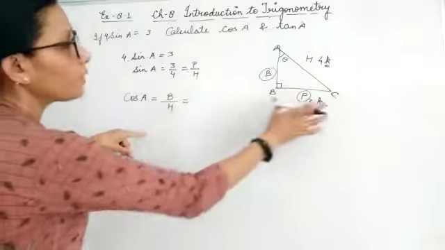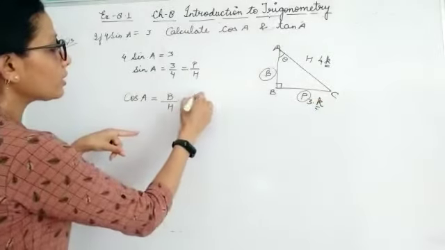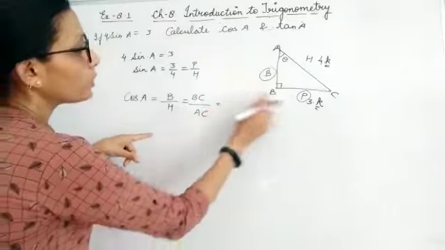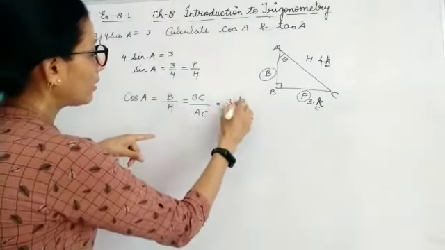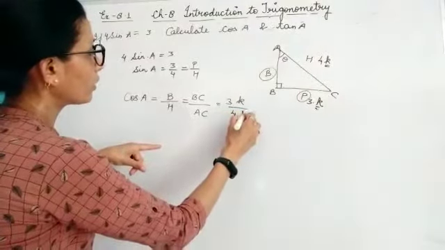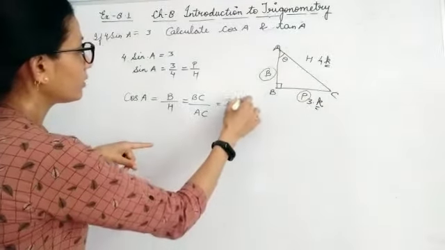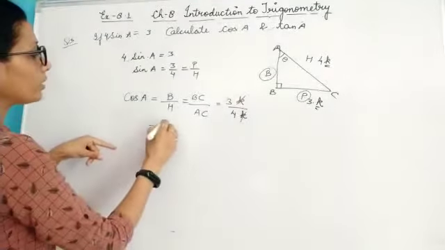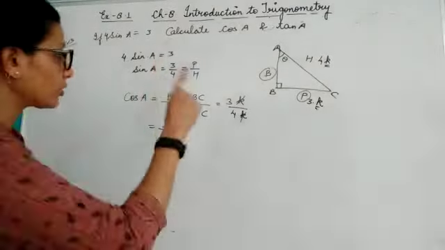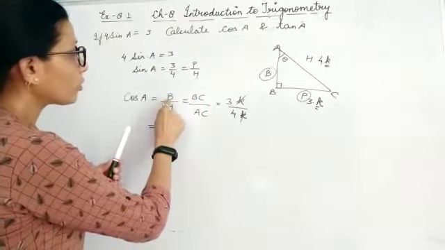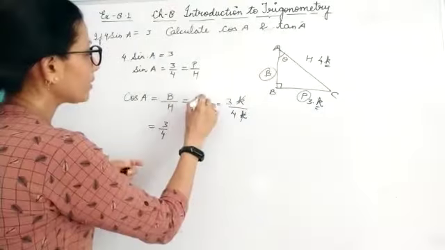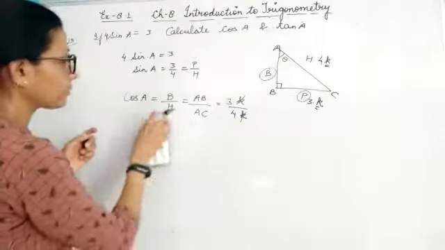So what is your B over here? This is your BC. What is your H? Your H is AC. Now your BC is 3K and your AC is 4K. So this and this gone. So here it will be 3 by 4. And sorry children, here I have made a mistake. What is your B? Your base is AB. So here it will be AB.